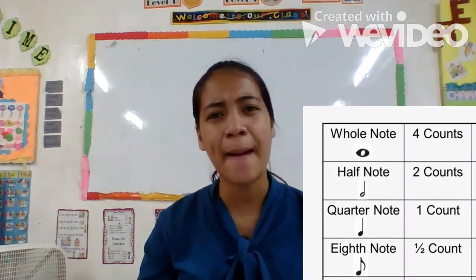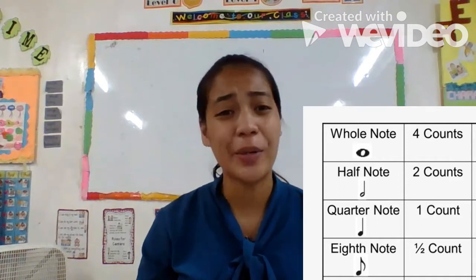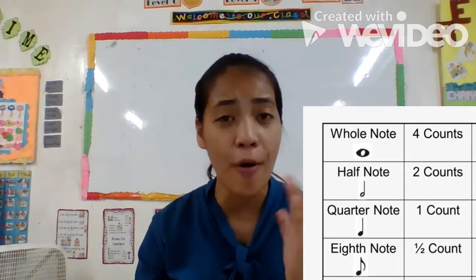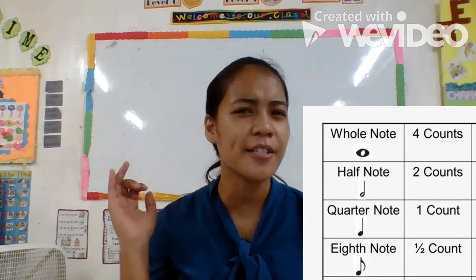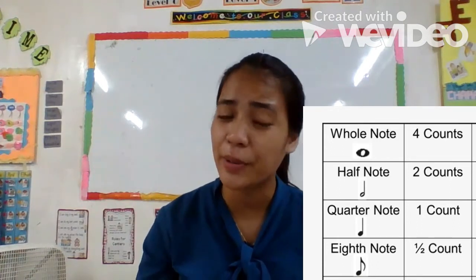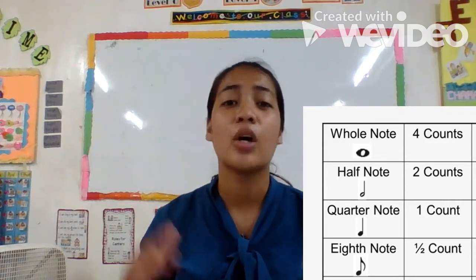First example, we have whole note. How many beats for whole note? For whole note, class, there are only 4 beats, not 5, not 6, not 7 and more. So how are you going to do that? 1, 2, 3, 4.